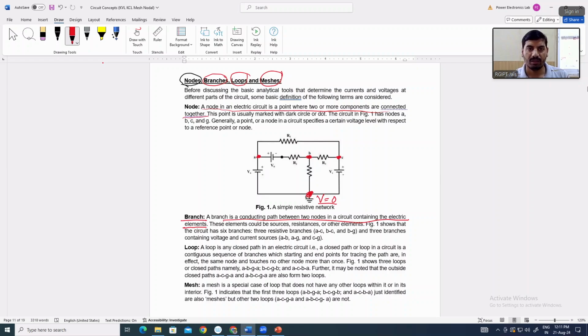You can see clearly between A and G, the voltage source is connected. So this is also an element, an active element. In between A and G, between two nodes, this source is connected. So this is also a branch. Similarly, how many branches are there in this figure 1? Can anyone tell how many branches are there in this figure 1?